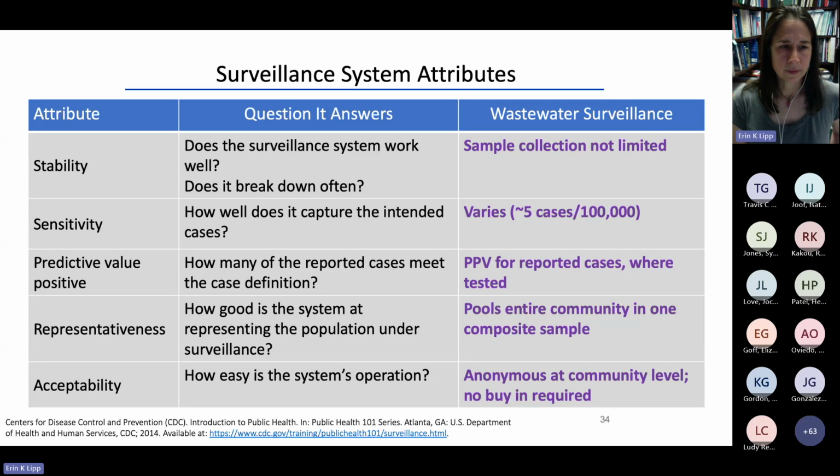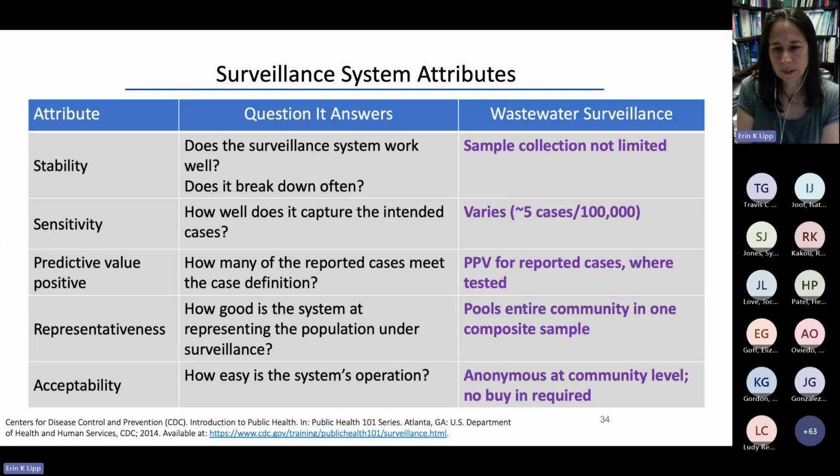The positive predictive value, again, this is where it gets a little wishy-washy, because we're trying to predict cases, but that's an area that needs more work and more modeling. It's very, very representative. Again, you don't have to worry about testing a lot of individuals. You are getting the entire population. So again, that's one of the big strengths for a wastewater surveillance system.